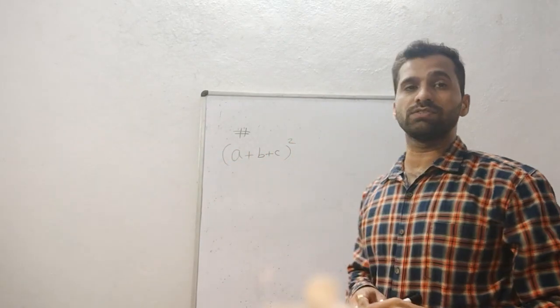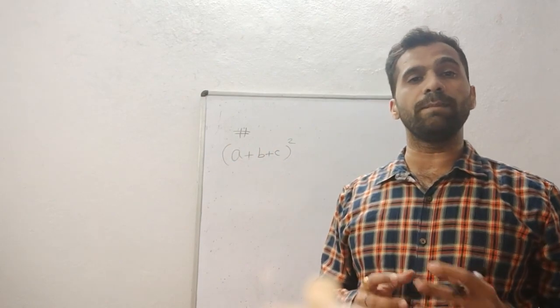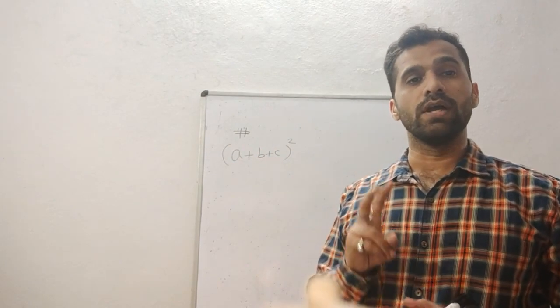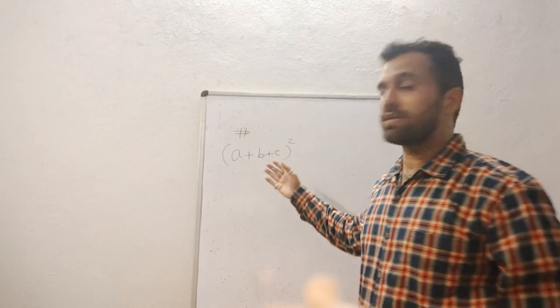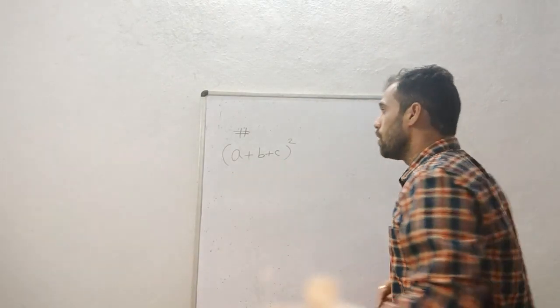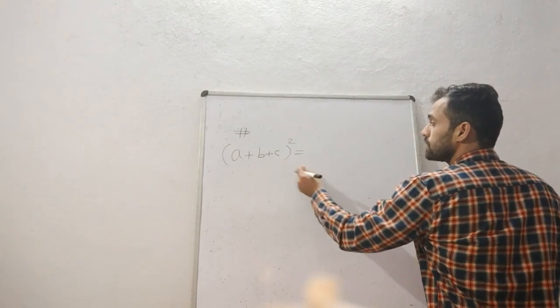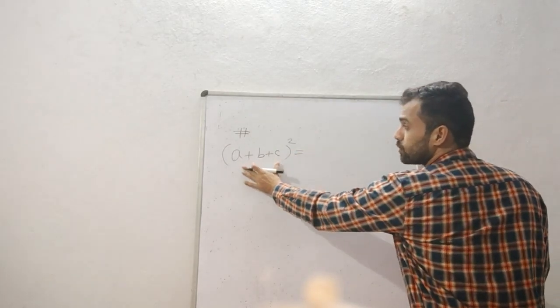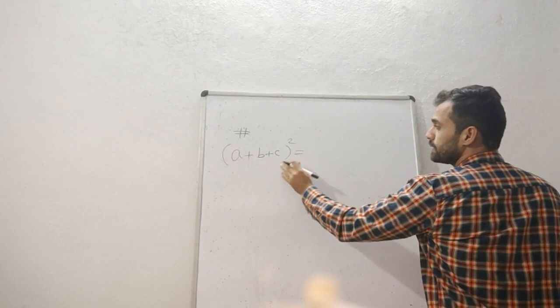In previous classes we have studied the square of (a plus b), where there were two variables. Now we have three variables, a, b and c: (a plus b plus c) whole square. So whenever this type of question, or any question related to this identity comes, you have to apply this.